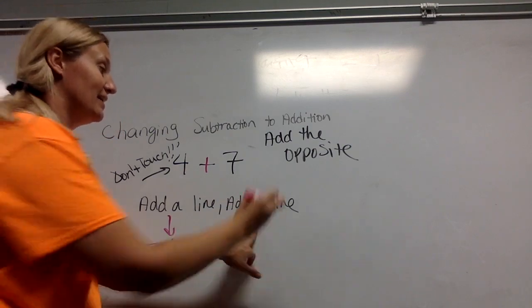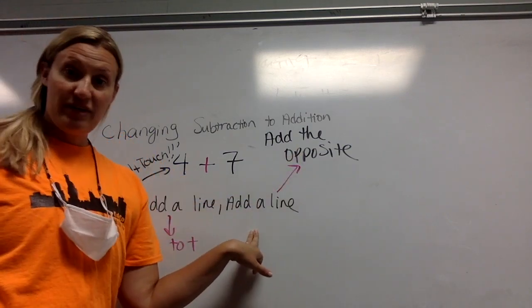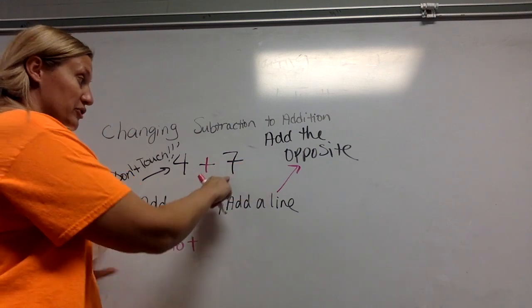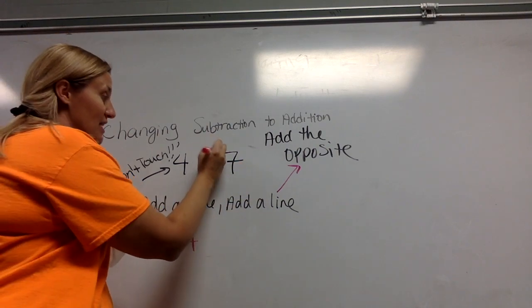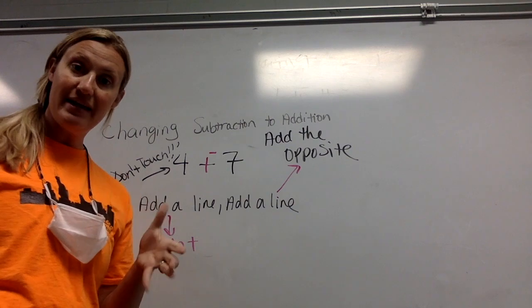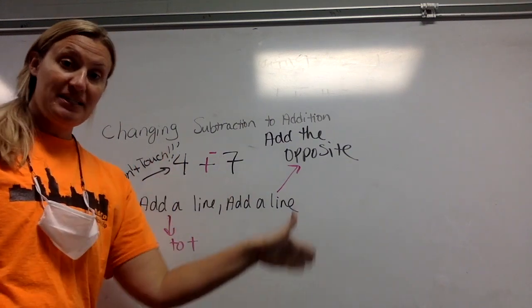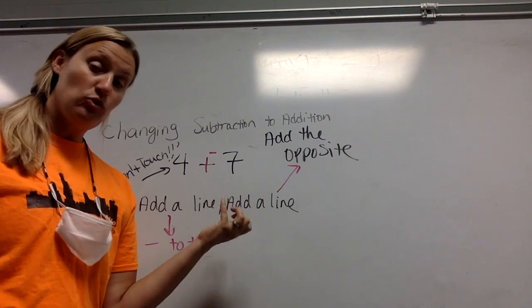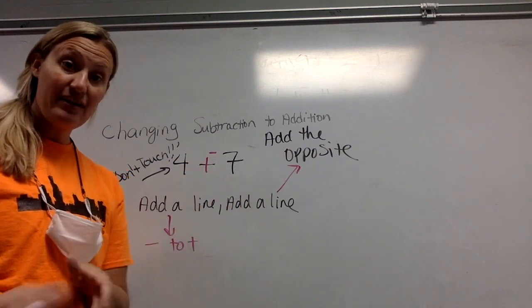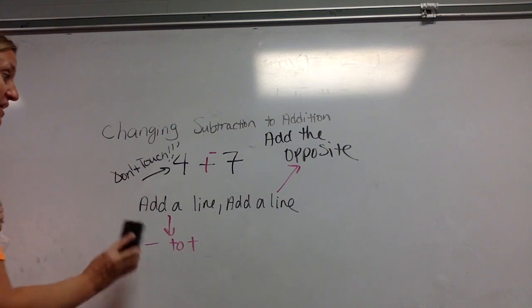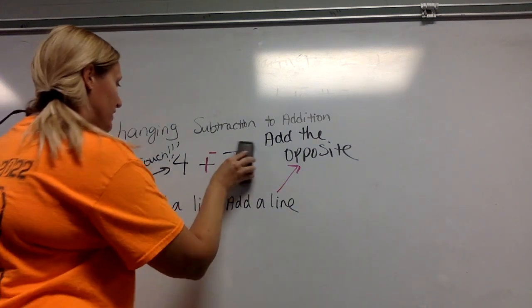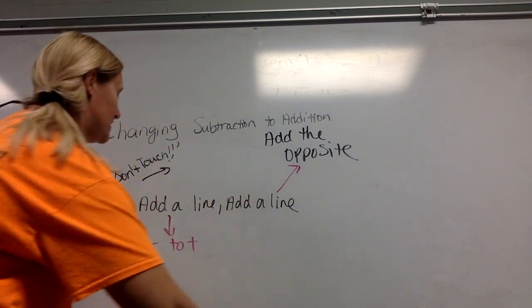Our second add a line is to give us the opposite of the other number. So if this was a positive 7, I need to add a line to make it a negative 7. So 4 minus 7 is the same thing as 4 plus negative 7. Now I can follow my rules for adding a positive and a negative number together. Okay? Let's try another one. I'm just going to leave everything the same except that.